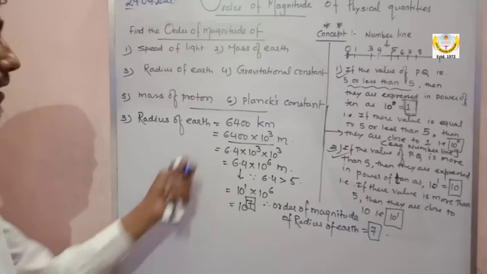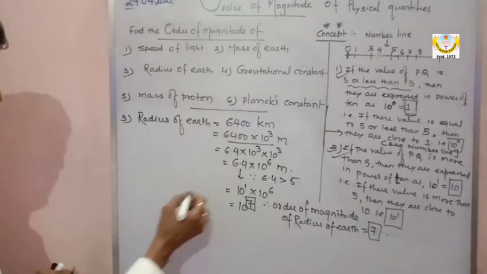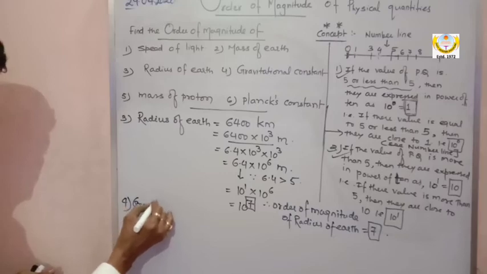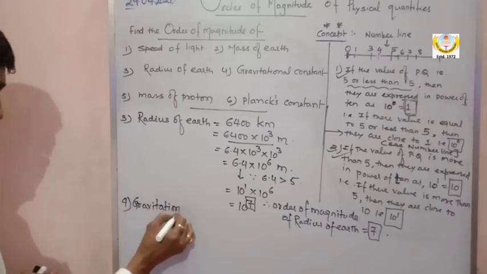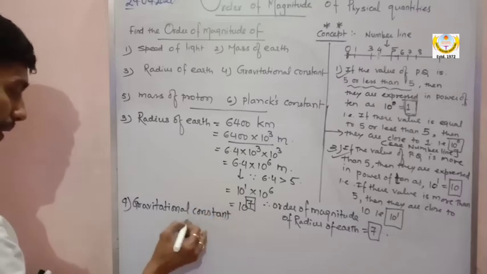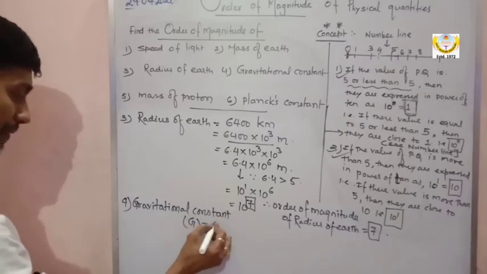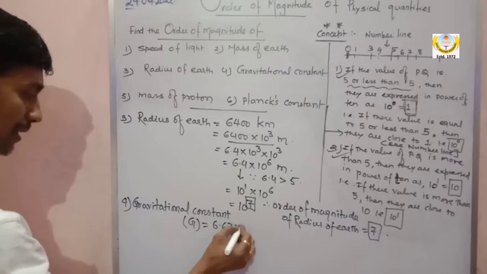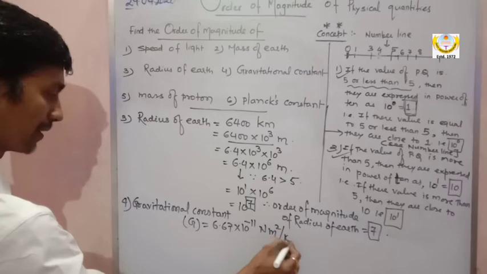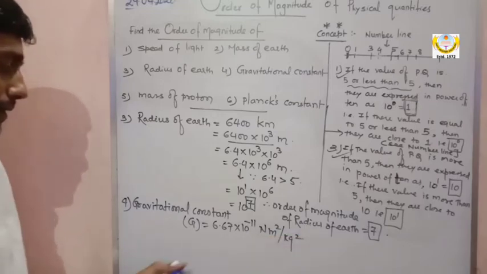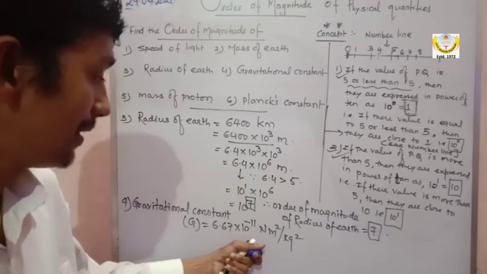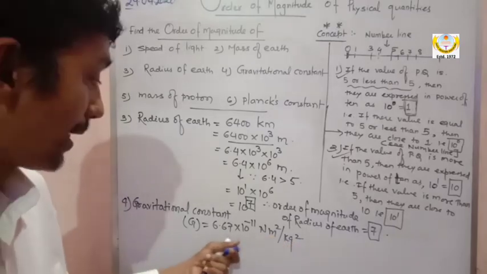Now, my dear, similarly, gravitational constant. Let us go for gravitational constant. Point number 4, gravitational constant denoted by capital G. My dear, its value is 6.67 into 10 to the power minus 11 Newton meter square per kg square. 6.67 into 10 to the power minus 11 Newton meter square per kg square is its value.